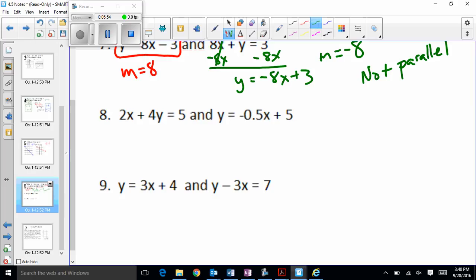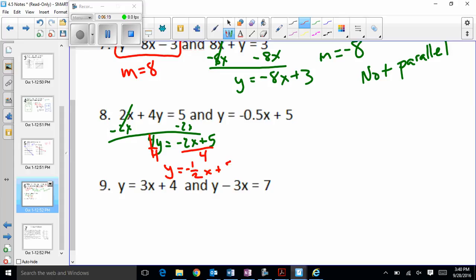Okay. Subtract 2x. So now I have 4y equals negative 2x plus 5. I now have to divide by 4. So y equals, it's a negative 2 over 4, so a negative 1/2 x plus 5.